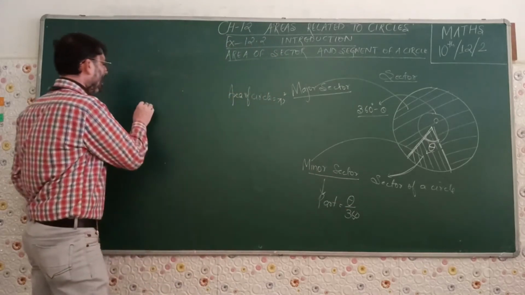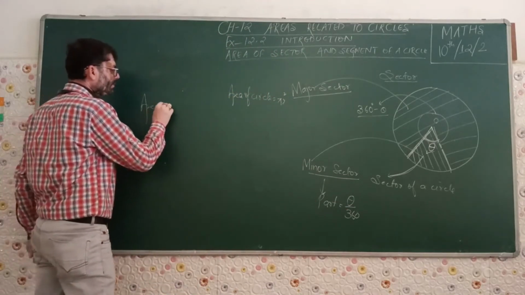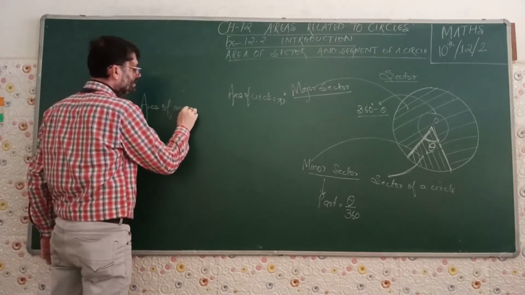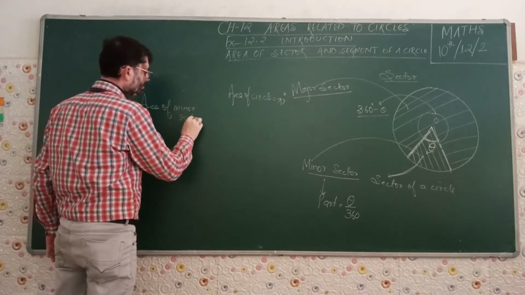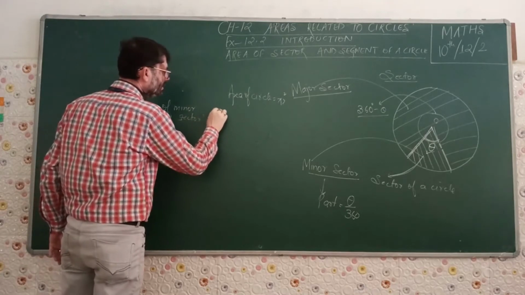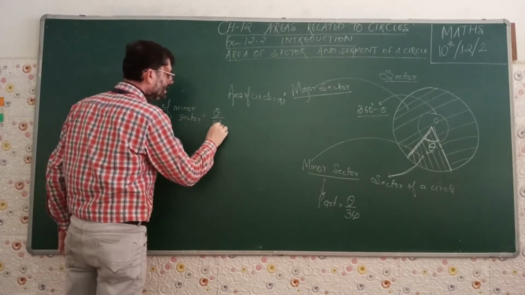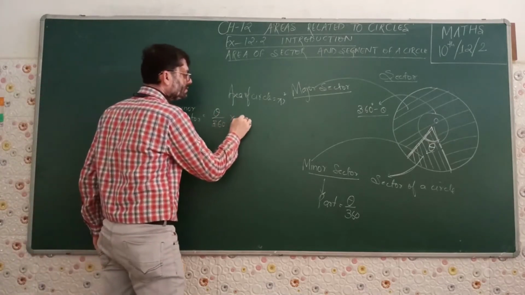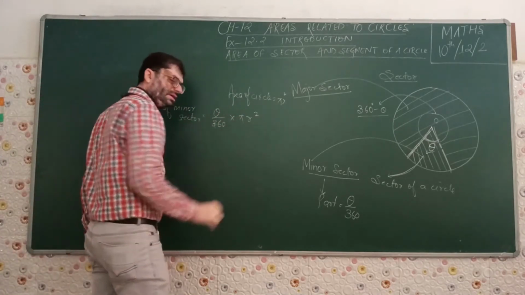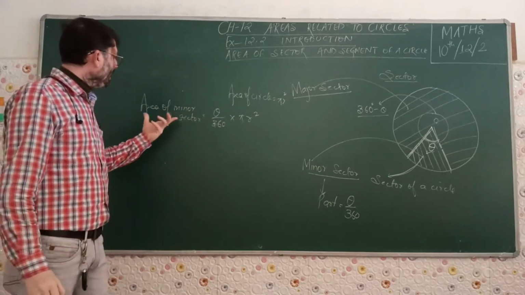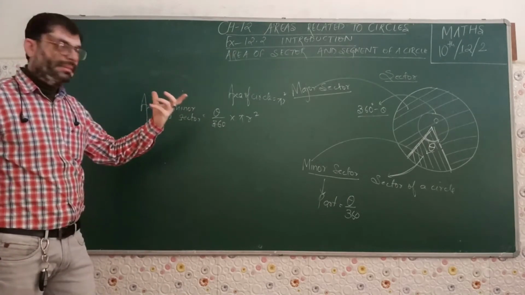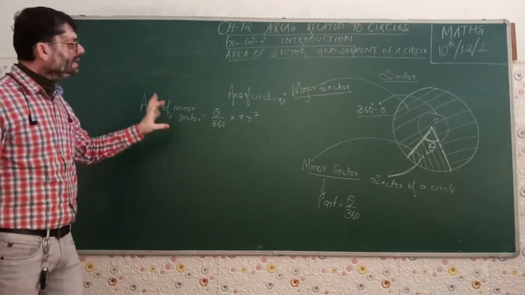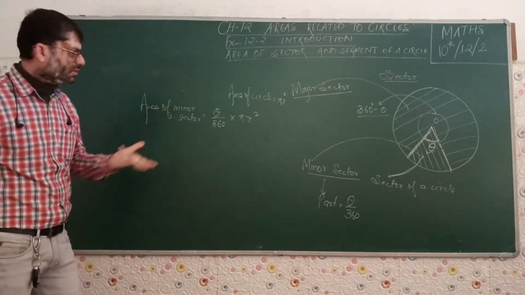So we can say area of minor sector is equal to the part of the circle it is taking, that is theta by 360, into the area of the circle, that is equal to pi r square. So this will be the area of the minor sector. Similarly, if you want to write the area of the major sector also, it's possible.